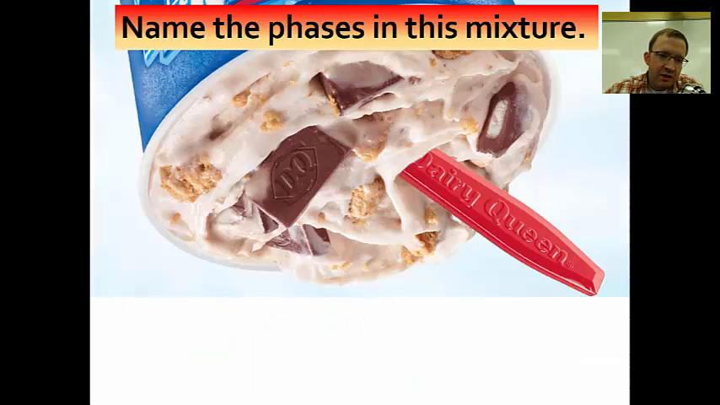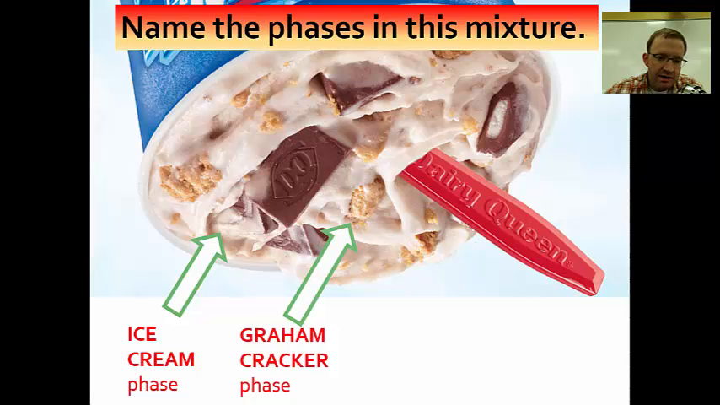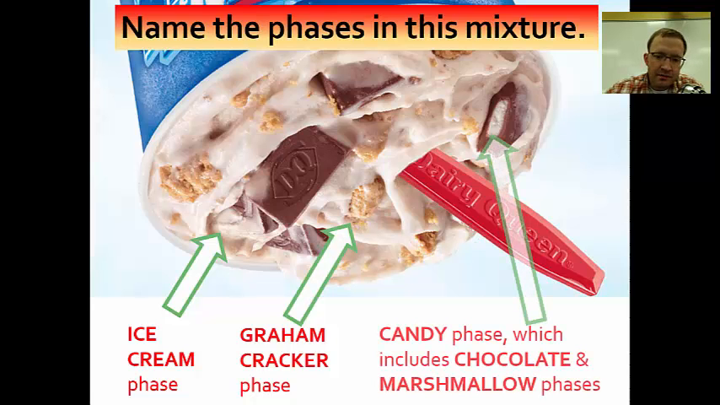If we look at an upside down Blizzard here, which looks delicious at the moment, what kind of phases can we see? Well, you might recognize there's an ice cream phase there. You might recognize there's a graham cracker phase. There's a candy phase. And if we look close enough at that, we can see there are two phases within that. There's a chocolate layer, and then on the inside there's a marshmallow layer. So we're looking at a s'more Blizzard here.